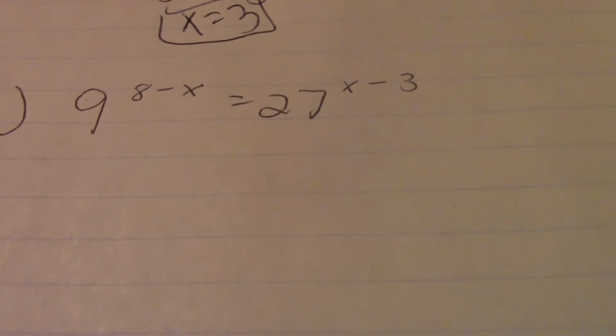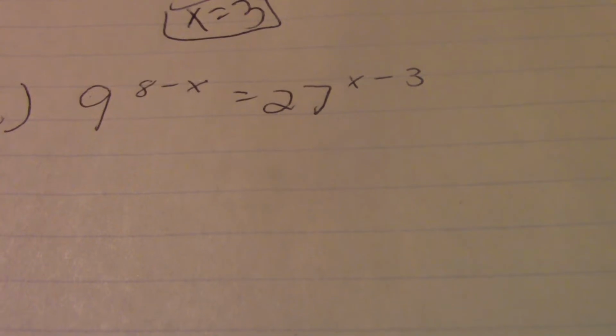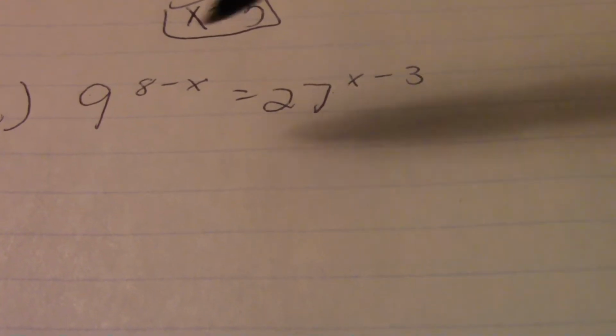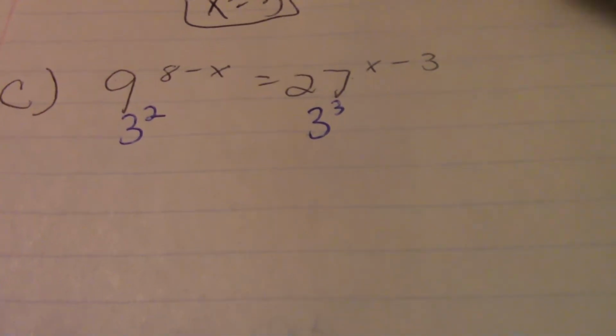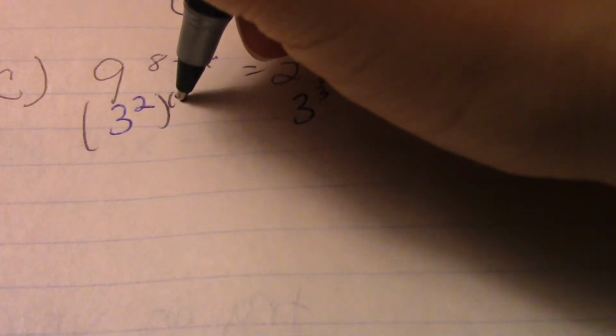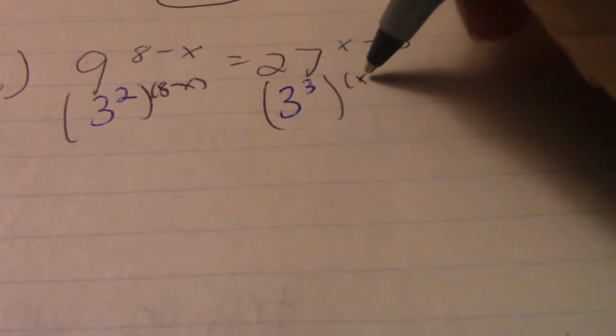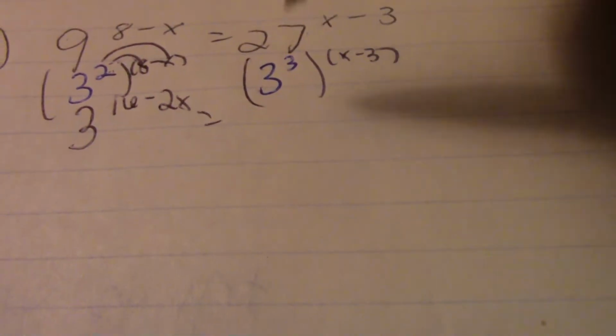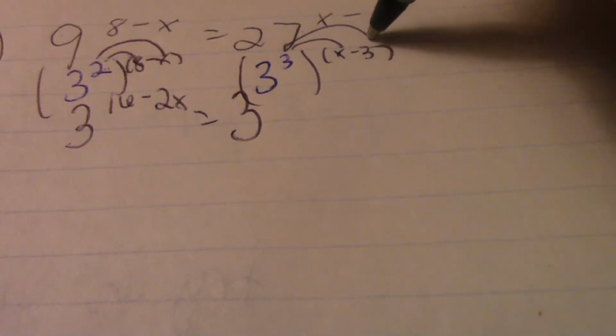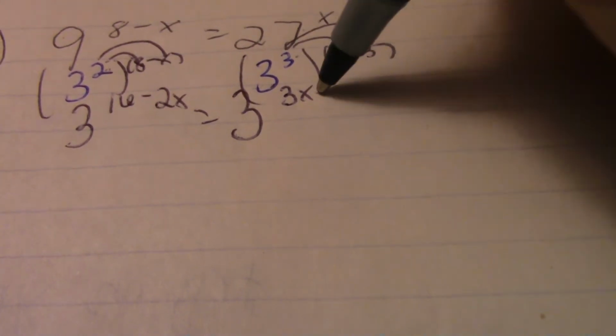Now this one, we've got 9 to the power of 8 minus x and 27 to the power of x minus 3. 9 to no power equals 27, so I'm going to have to break down the 9 and the 27. They both have a 3, so if I do 3 squared and then 3 cubed, and then this 8 minus x, and this x minus 3. So remember that these multiply so that 2 goes to both. So 3, 2 times 8 is 16, minus 2 times x is 2x. Bring down the big 3 base, and that 3 also goes to both. So 3x, 3 times 3 is negative 9.